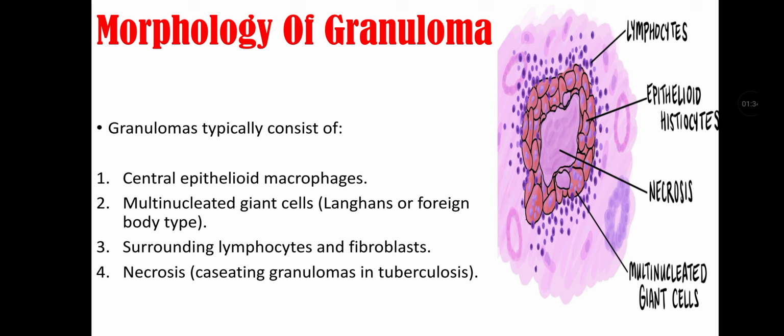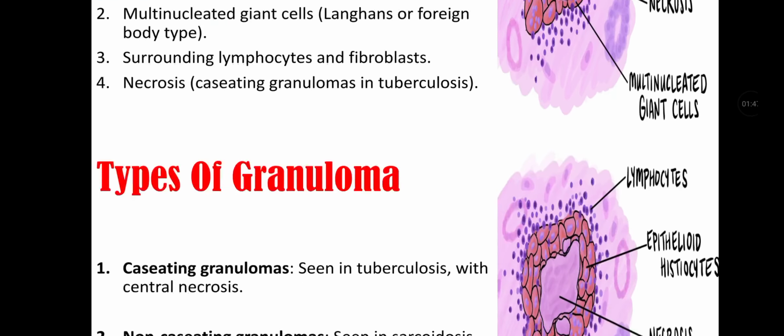Morphology of granulomas. A granuloma typically consists of central epithelioid macrophages, multinucleated giant cells like Langhans or foreign body type, and surrounding lymphocytes and fibroblasts. There is also necrosis in the case of caseating granulomas in tuberculosis.